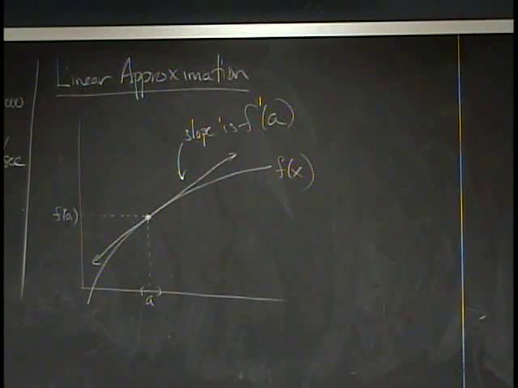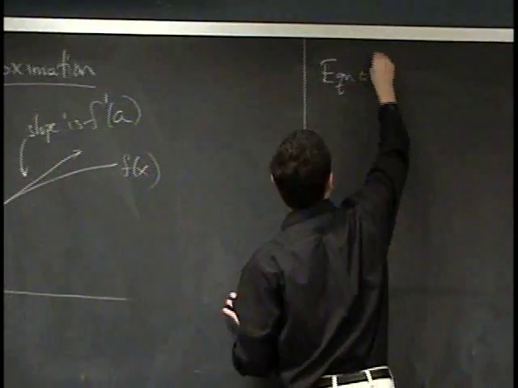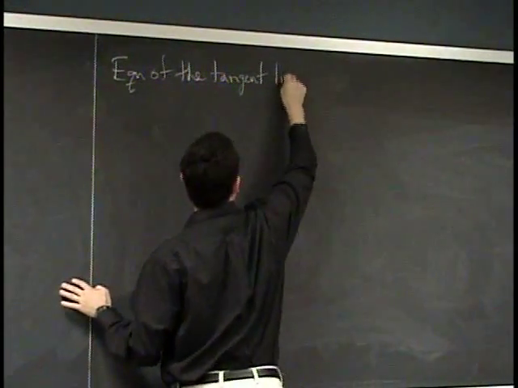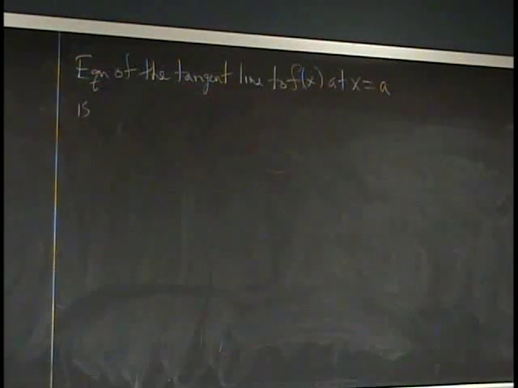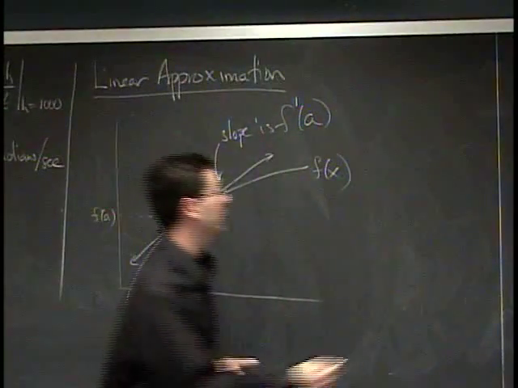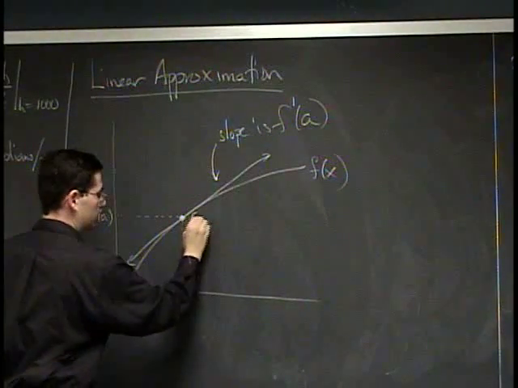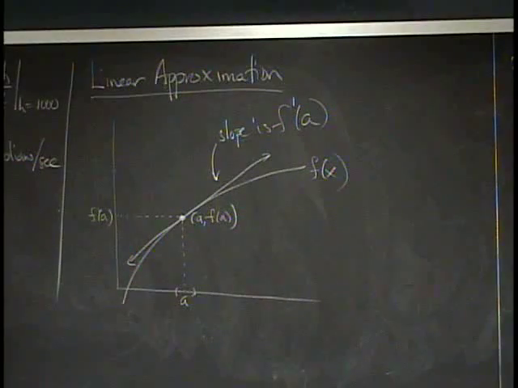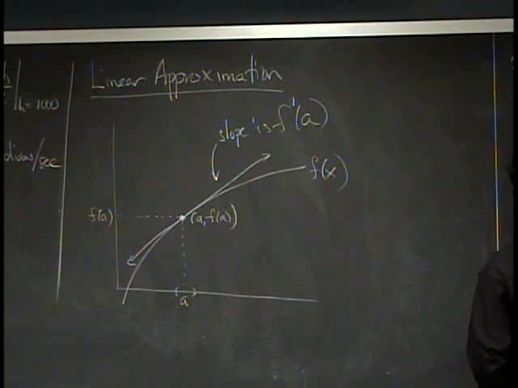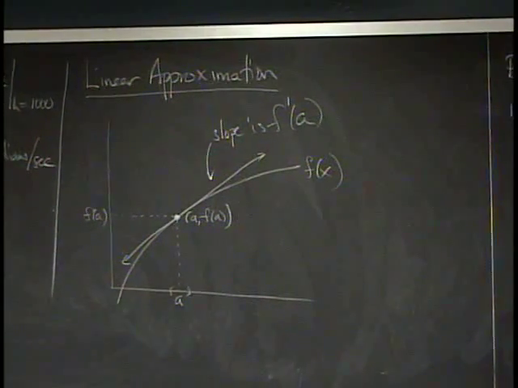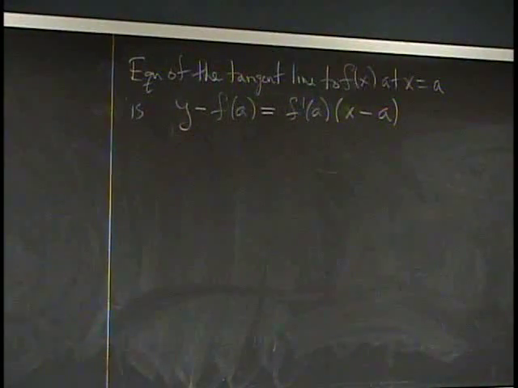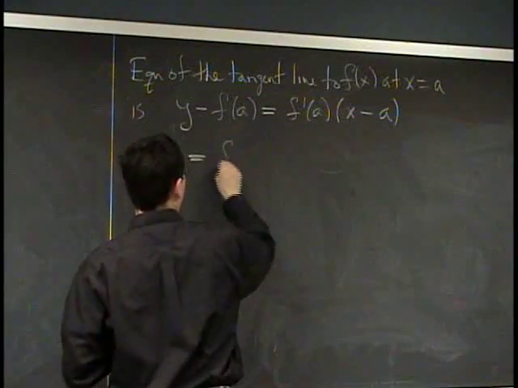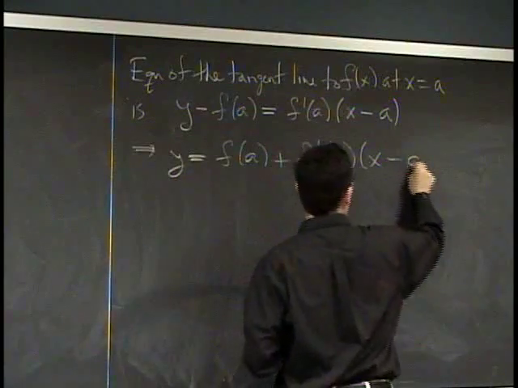So we write down the equation of the line. Of course, we've done this several times already. So the equation of the tangent line to f of x at x equals a is, well, we have a point and we have the slope. So we use the point-slope form. The point here is a comma f of a. So y minus f of a equals the slope, which is f prime of a, times x minus the x coordinate, which is a. And if I solve for y, I get y equals f of a plus f prime of a times x minus a.